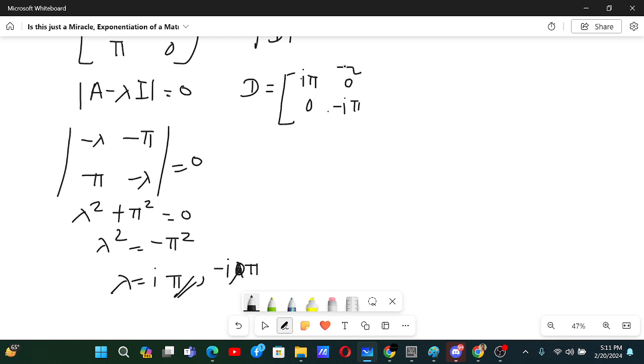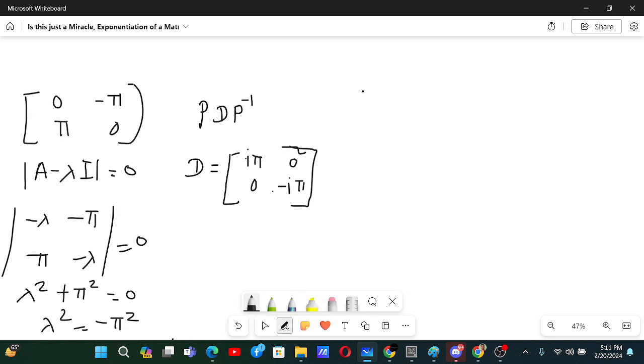Okay, now to find eigenvectors, what we can do is we can take two cases. When lambda is equal to i pi, what will be the eigenvector, and when lambda equals minus i pi, what will be the eigenvector.